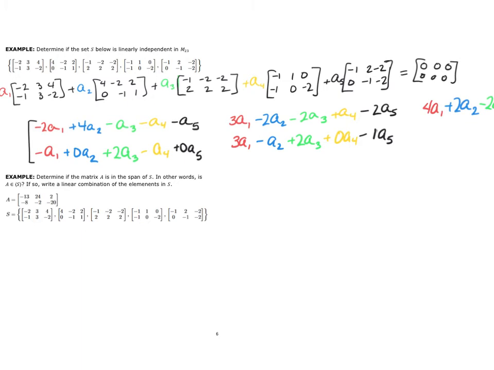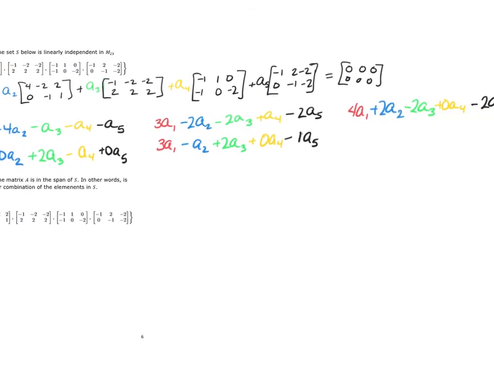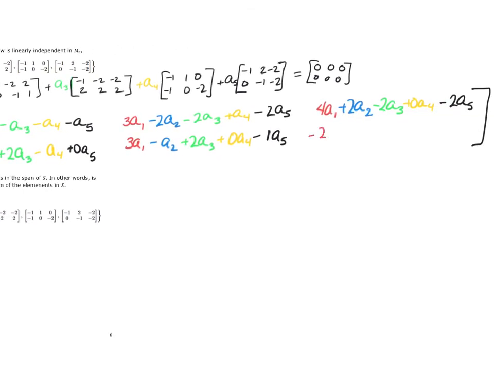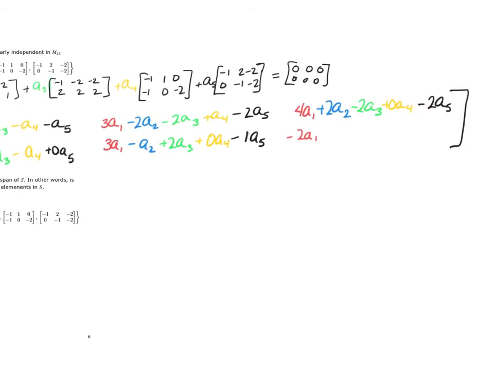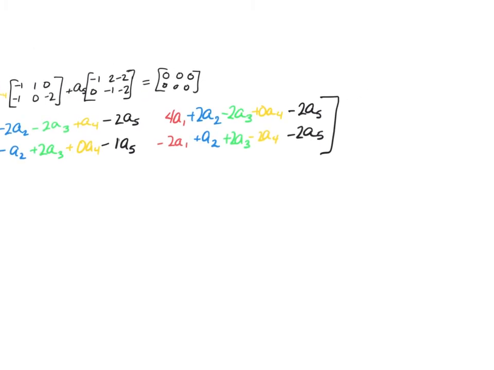Now I'm going to do my last position, which is going to be A1, minus 2. So minus 2A1, A2, 1, so plus A2. And then plus 2A3, then minus 2A4, and lastly minus 2A5. Whew! And we know this has to equal the 0 vector.